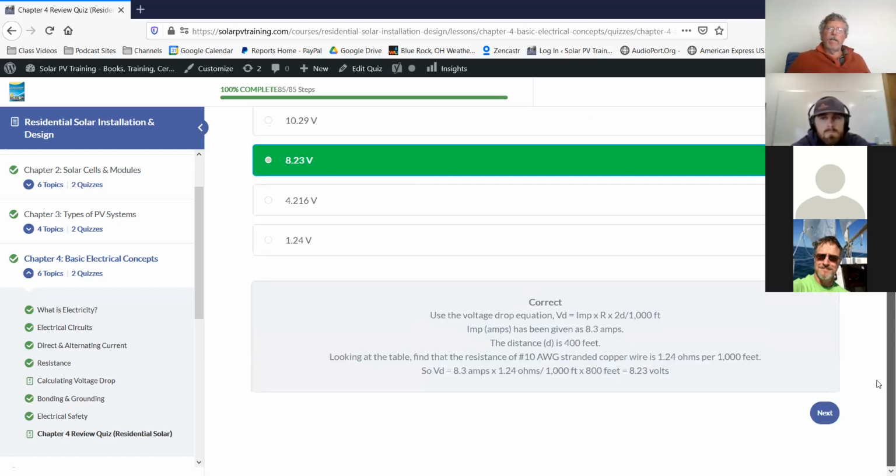And I've got it worked out here. So here's our voltage drop equation, amps times resistance times twice the distance. So we have 8.3 amps times 1.24 ohms times 800 feet. It's just easier to divide the 800 feet by 1,000 feet. So we get 0.8, and it's now 8.23 volts. So the voltage drop equation is pretty simple once you have that equation memorized. And the best way, if you're familiar with Ohm's law, is just say it's Ohm's law adjusted for distance. That's all it is.